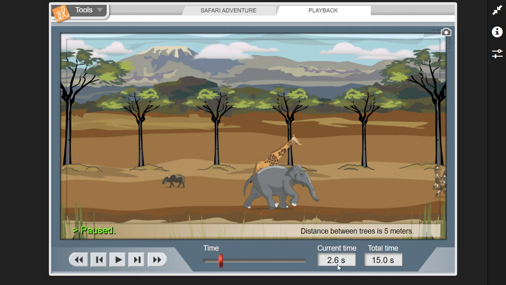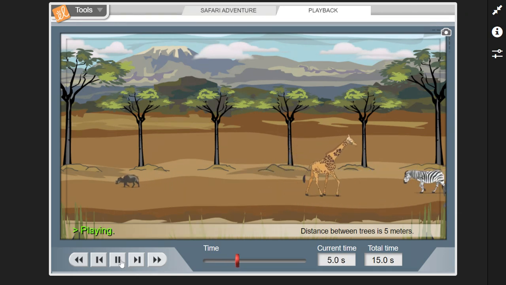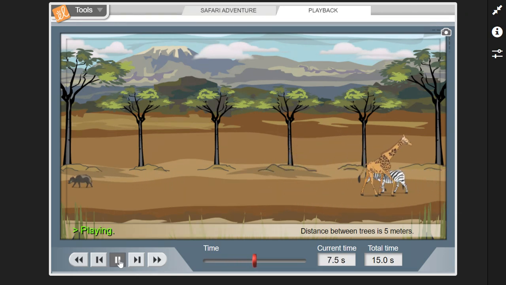Start time for the zebra is 2.6. So write that down so I don't forget. So we got 2.6, and let's watch the zebra. And we're going to stop him when he gets to that second tree. There he is. So we had 2.6. The end time was 7.6 when the zebra went 5 meters. So our distance on this one for the zebra is 5 meters.